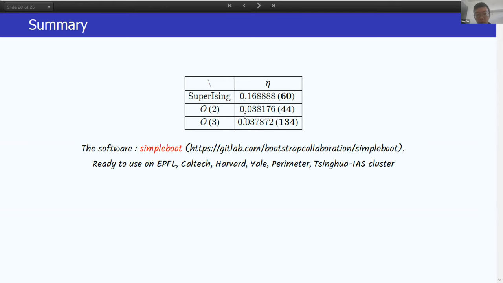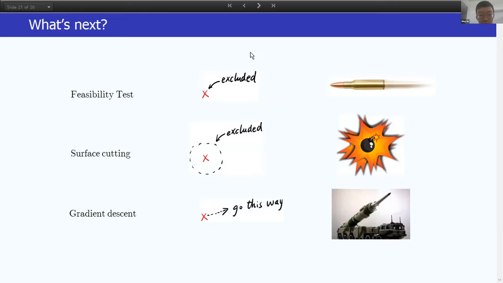The surface cutting algorithm only solves one part of the problem. It solves the scan problem in the OP space, but it does not solve the scan problem in the delta space. So we want something new. We want to upgrade our arsenal from the bomb to the precision-guided missile. We want to do something like gradient descent. We want to do the test at some point, and we want a function to tell us which direction we should go. So we want a cost function defined in the parameter space.